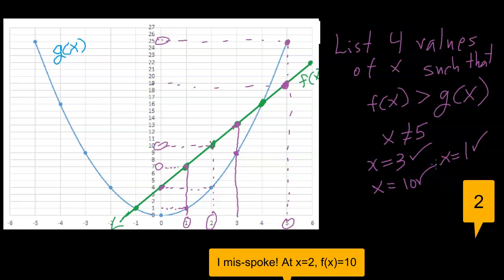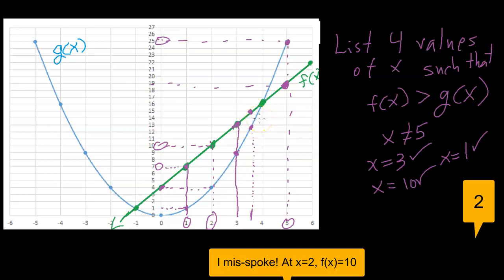What about a decimal value? What about, let's say, I don't know, 3.5? 3.5 would be somewhere around here, right? So let's go up from this point, 3.5. What would the value of g be, and what would the value of f be?